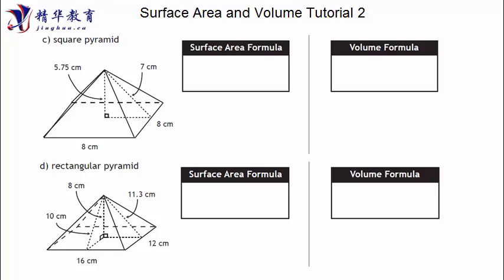In this video, we're going to talk about surface area and volume part 2, which is how to find surface area and volumes for square pyramid and then rectangular pyramid. These two pyramids are very similar, since a square is technically a special rectangle. It's from grade 9.